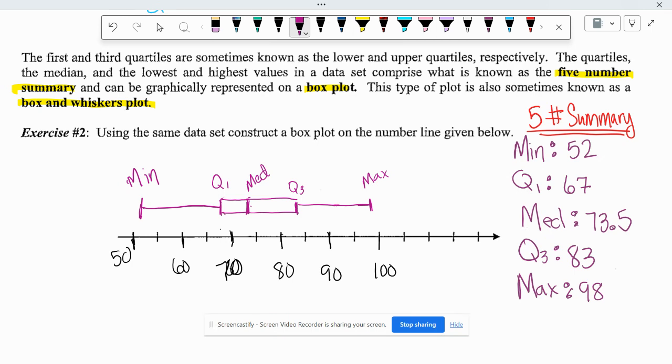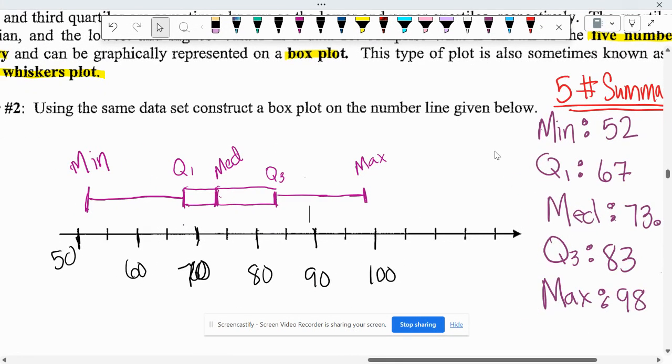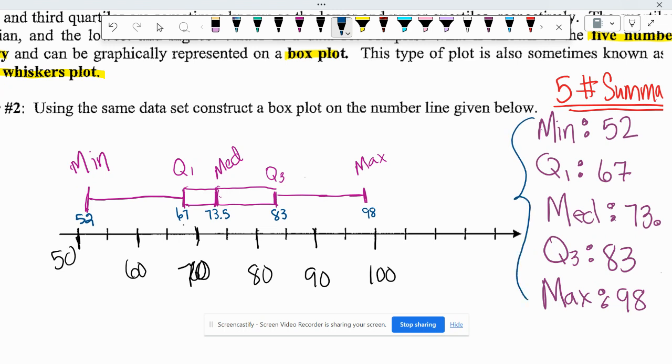I always go back. You don't have to, because you wrote all of your numbers here. You wrote your 5-number summary. But I typically go back and I label the bottoms of my bars. So I would label this as 52. I would label this as 67, 73.5, 83, and 98. But again, you don't have to as long as you have your 5-number summary written by your box plot. Does that make sense?